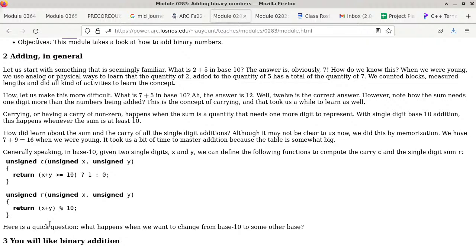Looking at R and C as they're defined now, what do you think you need to change to make them work for binary numbers? Yes. Change the 10 to a 2. Woohoo! Yes. Isn't that easy?